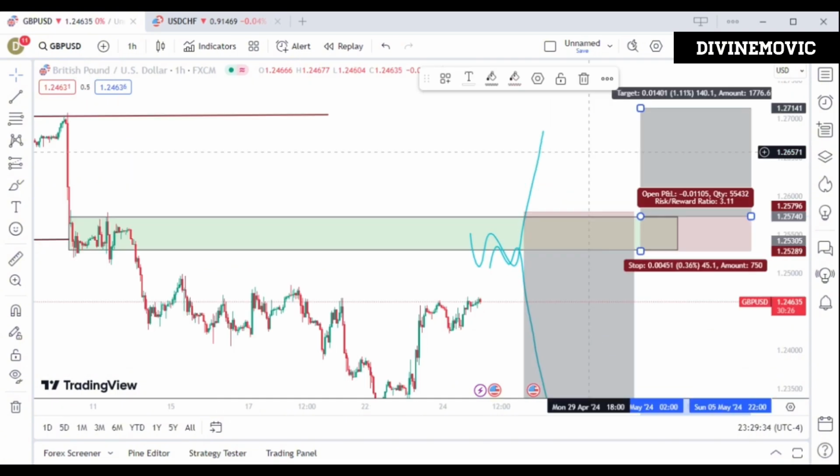Now, if you have simply understood this zone, the next thing you want to understand is risk management. Risk management tells us what loss size we're going to use, how we're going to manage our trade, and how we're going to manage our risk. I'm going to be discussing that in our next video.